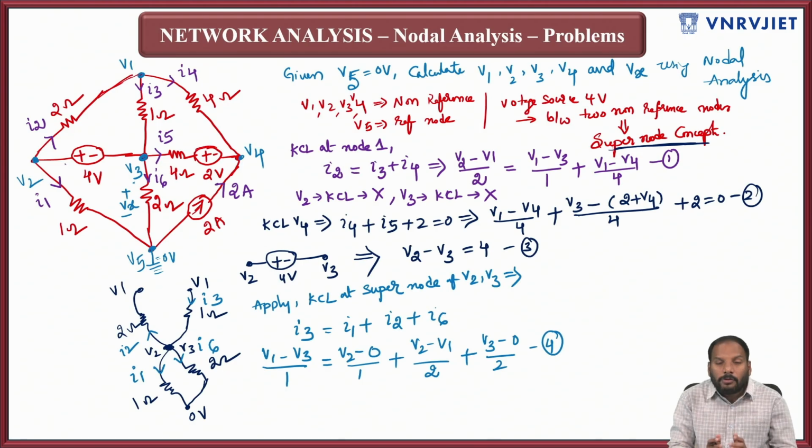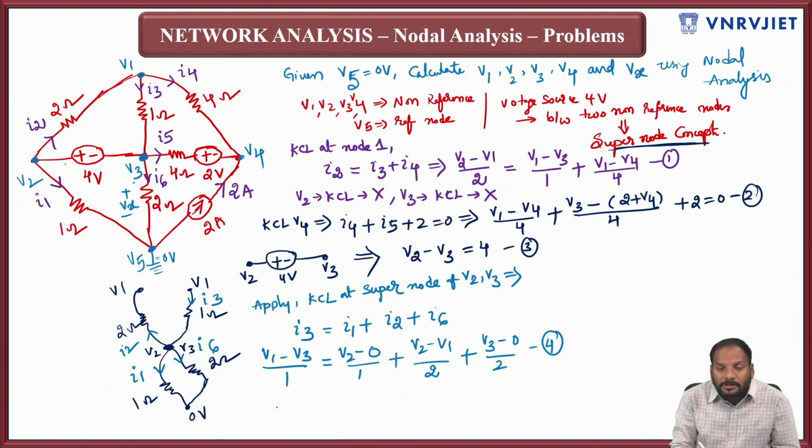In the super node concept, I have removed that voltage source and tied the two nodal voltages together, the two nodes together, making it a super node, and written the KCL at the combination of nodes 2 and 3. V2 and V3, the entering current is equal to the leaving currents. Only I3 is entering, and I2, I1 and I6 are leaving. The same concept I have applied here, and finally applying Ohm's law, I got the fourth equation.